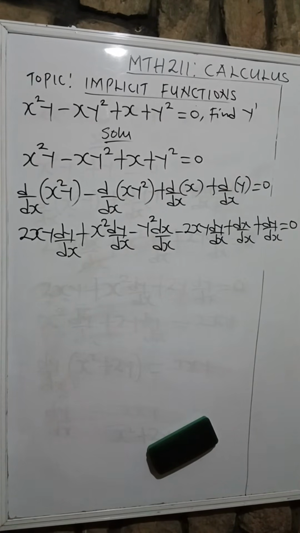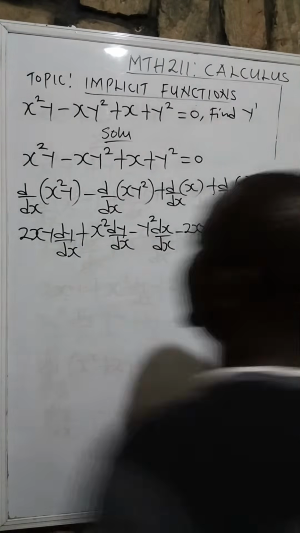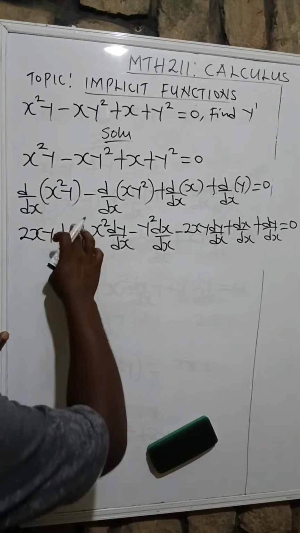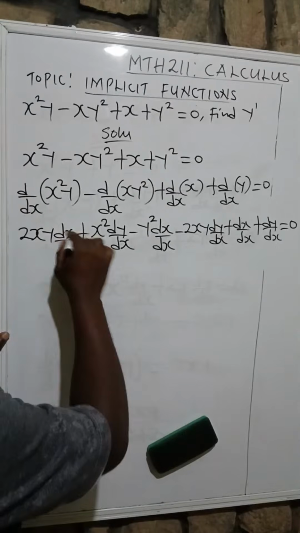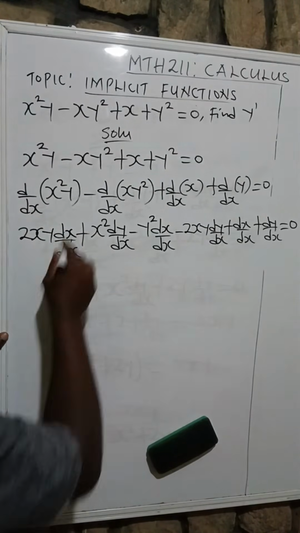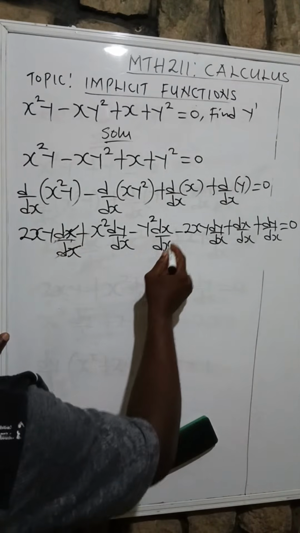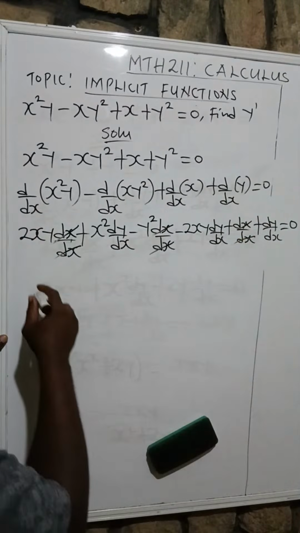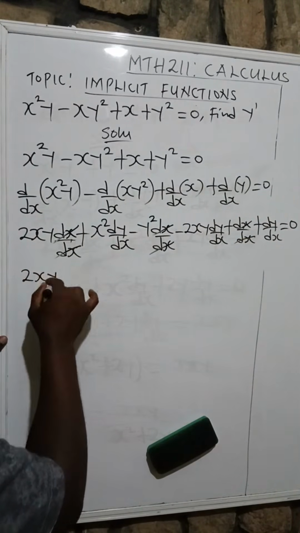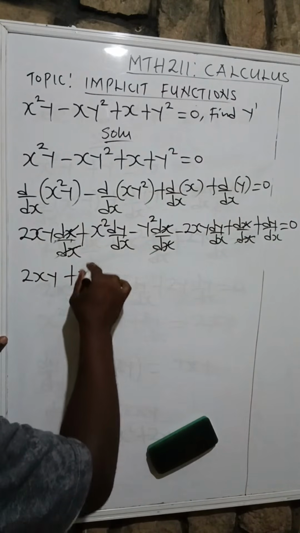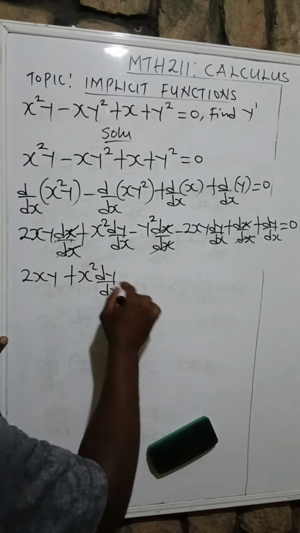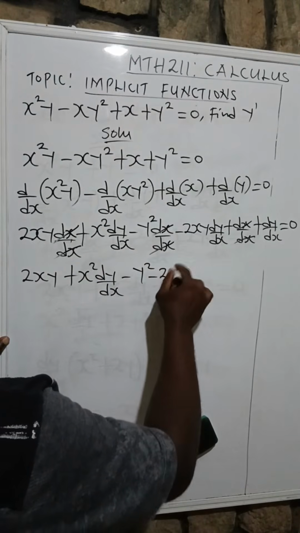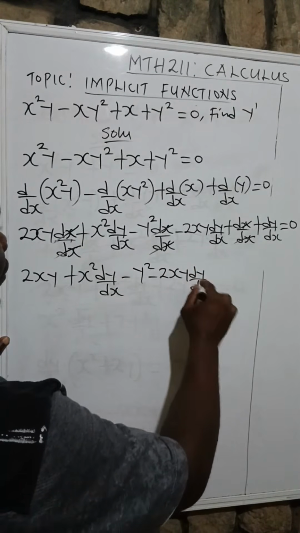Okay, so it means here you don't need the prophets to tell you, sorry, it's supposed to be x. That's what differentiated from. So this and this will go. This and this will go. This and this will go. So here will be 2xy plus x squared dy all over dx minus y squared minus 2xy dy all over dx.